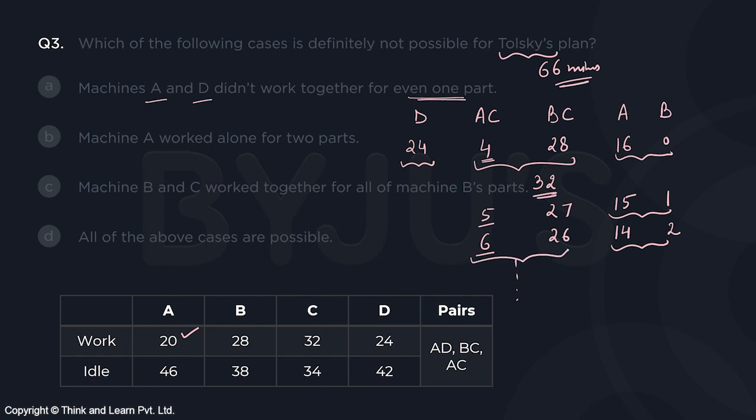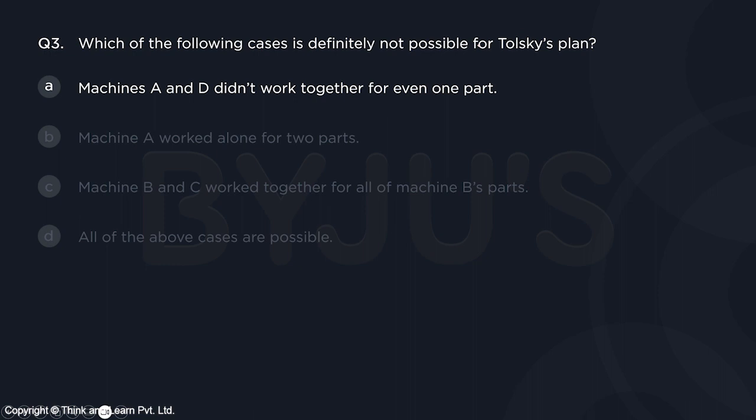32 hours they have to work in pair. 16 plus 32 is equal to 48. 48 plus 24 is 72. So in any case, they are going to take 72 minutes, whereas Tolsky's plan was for 66 minutes. That means straight away I can say option A is not possible if you want to work for 66 minutes. That means my answer is option A. Of course, I do not have to check for options B and C. When A is satisfying, why check B and C? So A is the right answer.